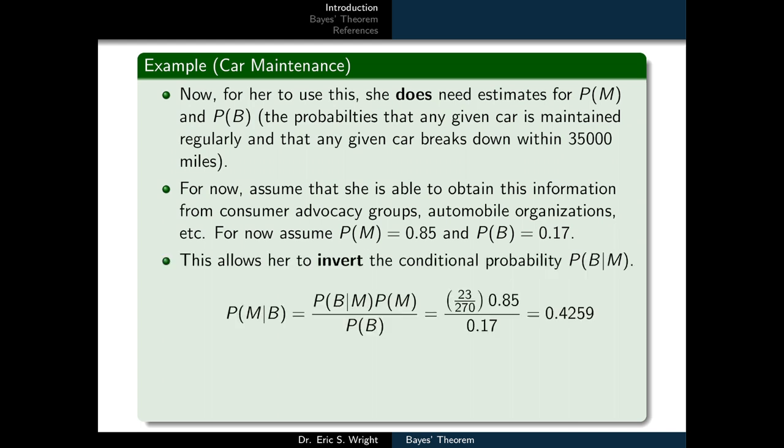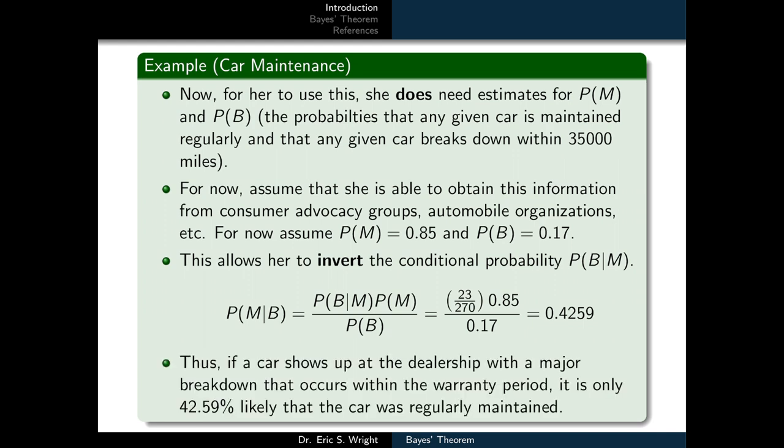This, together with a formula she's developed, allows her to invert the conditional probability P of B given M. So P of M given B equals P of B given M times P of M divided by P of B, or 23 over 270 times 0.85 divided by 0.17. And this calculates to 0.4259.